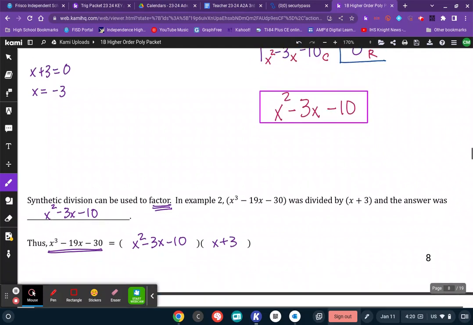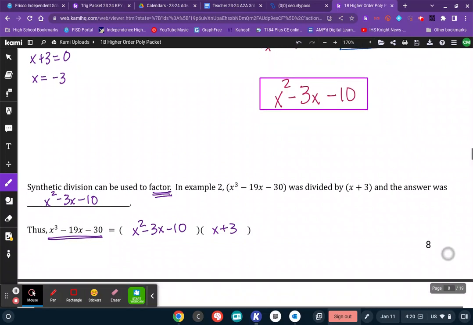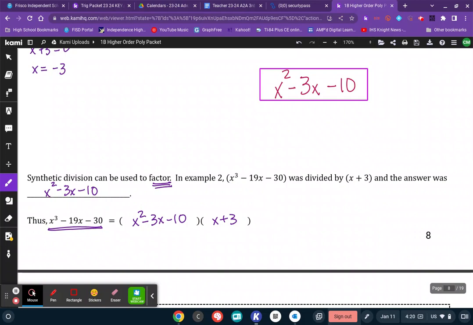It shows up in ways that we can see a factor multiplied by the quotient will equal the dividend. Ultimately, everything has to work back together in kind of checks and balances.